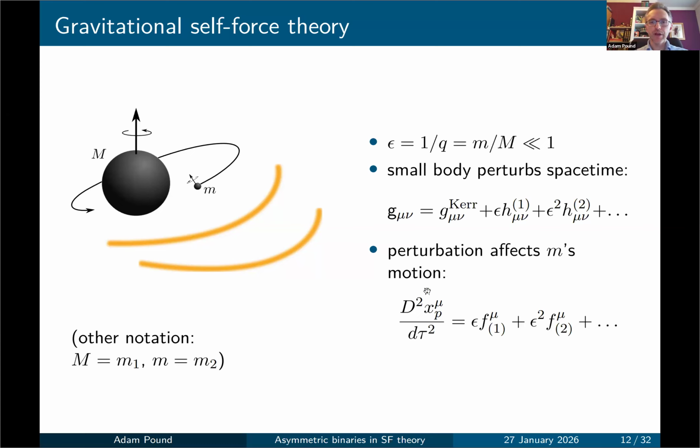If you write down the covariant acceleration in the Kerr background metric, it would be 0 for a test mass, but instead we have corrections coming from H1, corrections coming from H2. And this is also where you see finite size effects. So the spin of the small object, the quadrupole moment of the small object, etc., they all come in here.